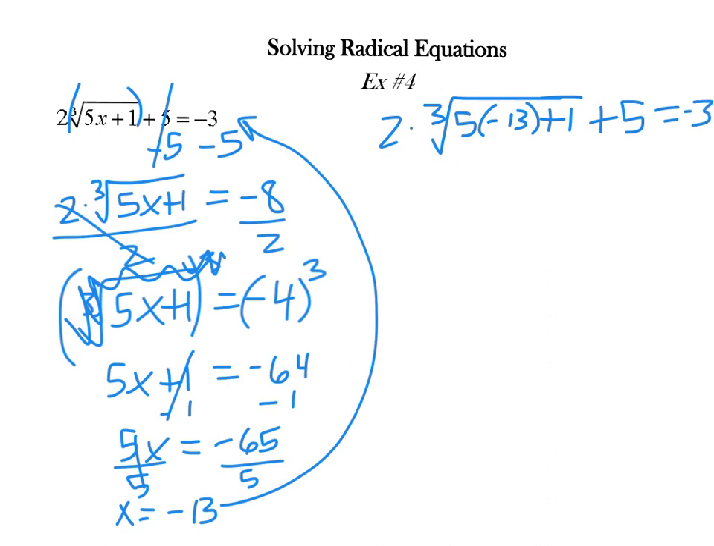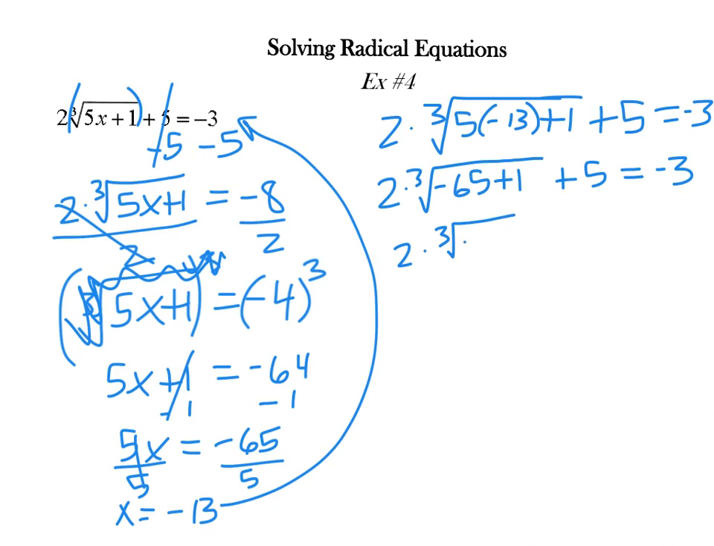Remember, left-hand side equals right-hand side. So you want to not move everything to the right anymore. You want to simplify everything on the left. So we want to do PEMDAS. We're going to do everything inside the cube root first. We have 2 times the cube root of 5 times negative 13 is negative 65, plus 1, plus 5 equals negative 3. Negative 65 plus 1 equals negative 64, so 2 times the cube root of negative 64.